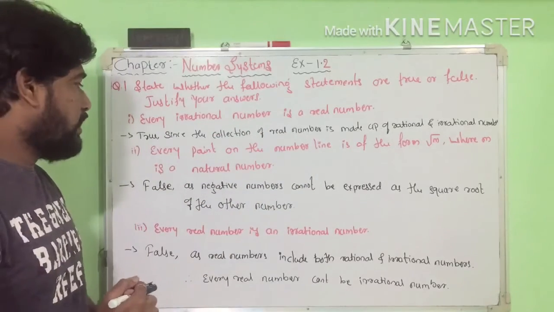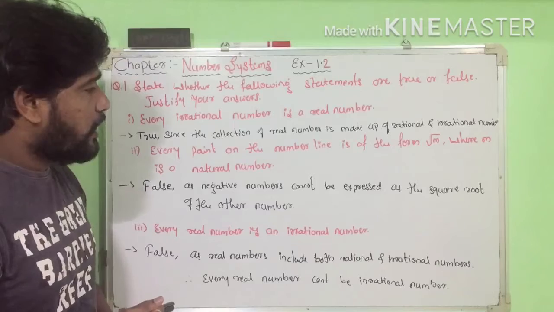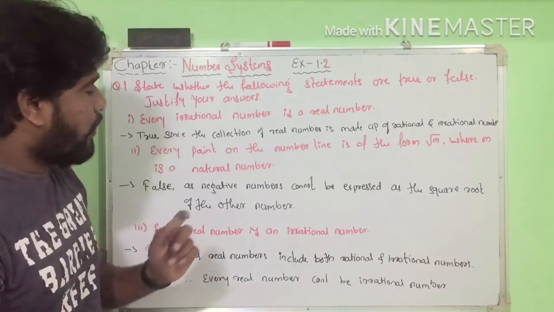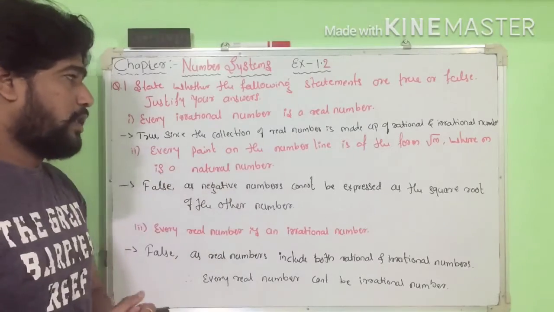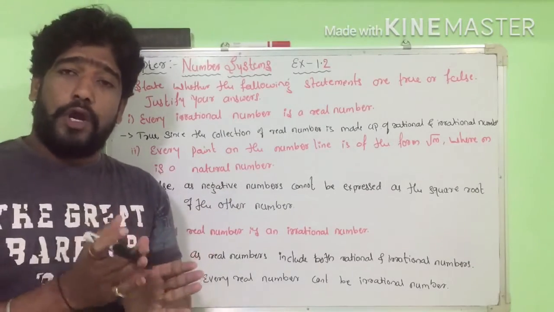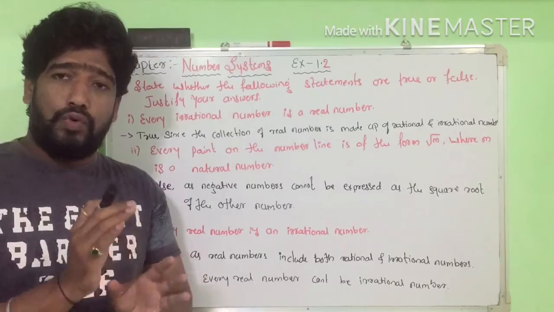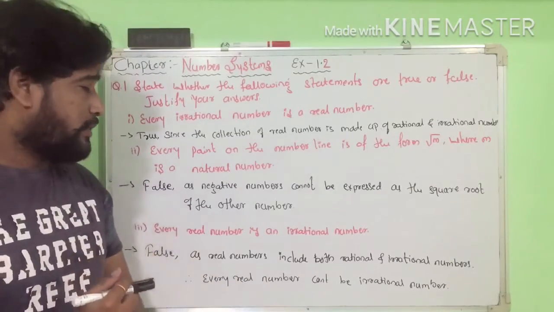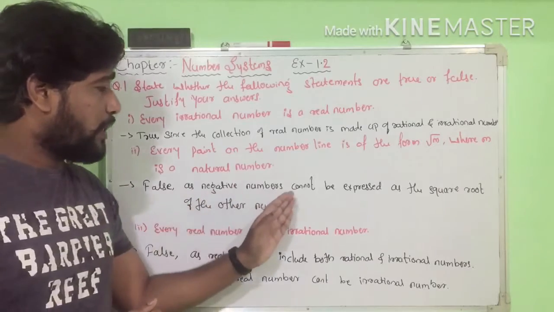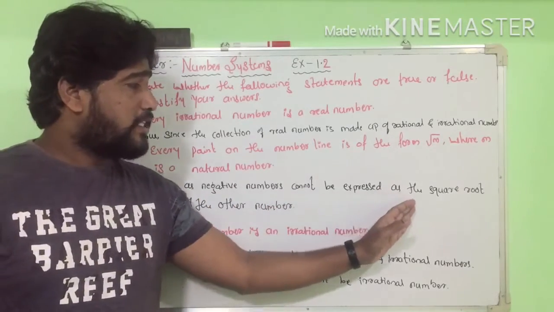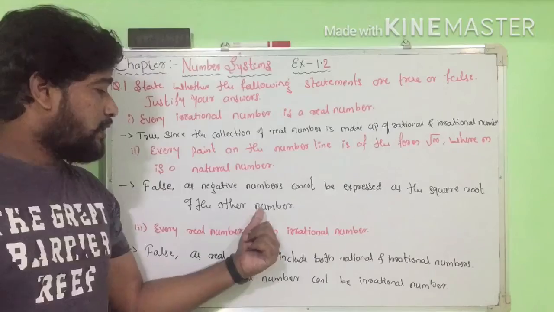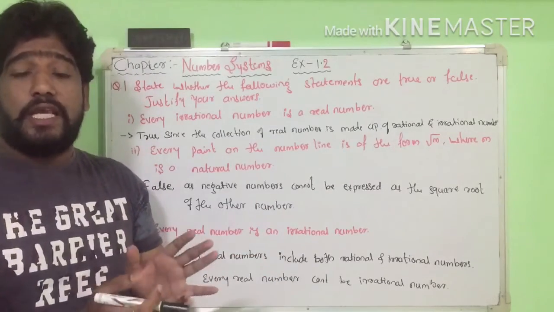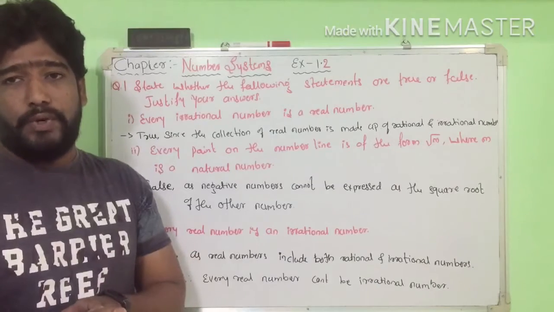Second one: every point on a number line is of the form root m, where m is a natural number. It is false, because a negative number cannot be expressed as the square root of another number. Negative numbers cannot be expressed as square roots, right?